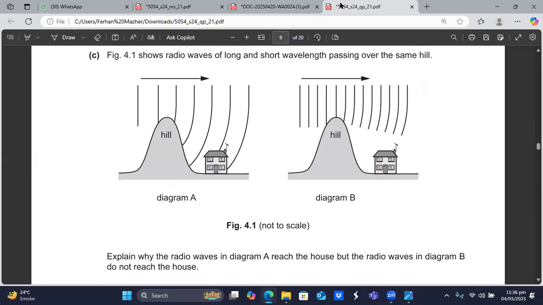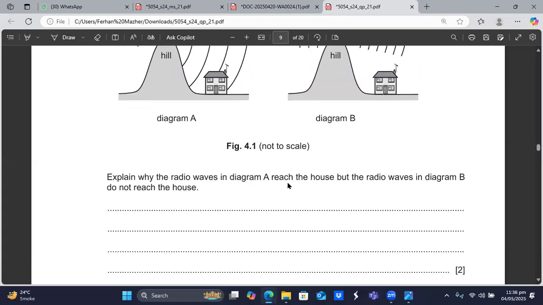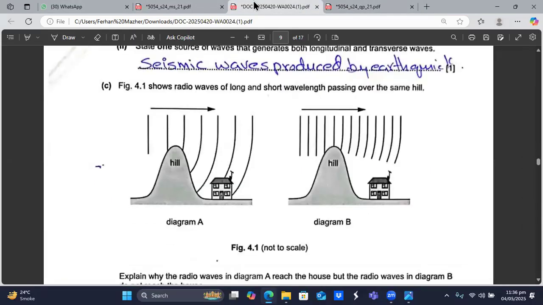The waves with a longer wavelength will show more diffraction, and the waves with a smaller wavelength will show less diffraction. When they show larger diffraction, they bend more. So at whatever obstacle comes in their path, the waves with a longer wavelength bend more, so they are able to reach the house here. The short waves do not bend that much. They do not show diffraction that much. So that's why they are not able to reach the home.